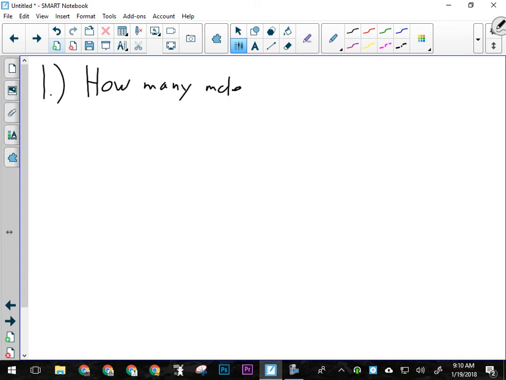How many moles of, let's say, sodium oxide are in 25 grams? That would be the first and easiest of the mole equation types.